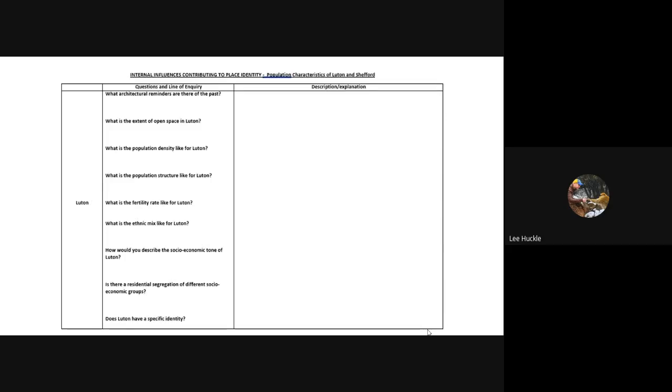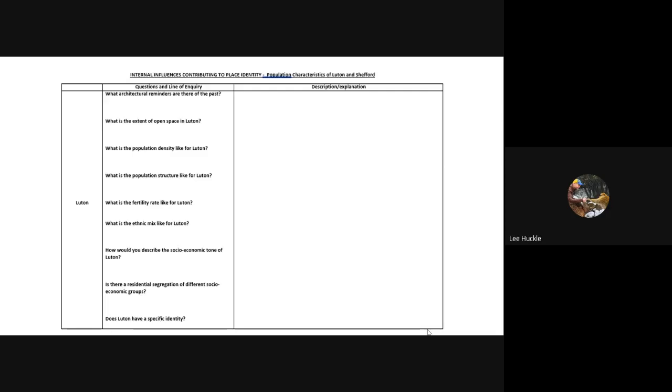Now here is where we looked at the internal influences contributing to place identity, again for both Luton and Shefford. So for Luton and Shefford, you'd have looked at the architectural reminders of the past. So how many old buildings are there? What were the old buildings in Luton and Shefford? What is the extent of open space in Luton compared to Shefford? What is the population density like for Luton and Shefford?